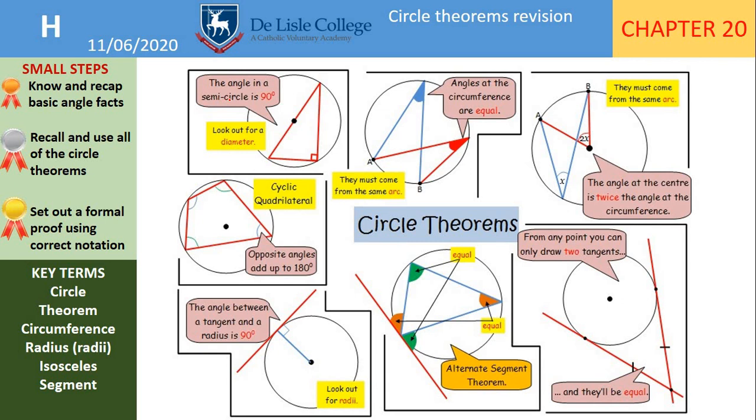So the first one is the angle in a semicircle is always 90, so always look out for a diameter, and then if we've got a triangle with the third point on the circumference, this is always 90.